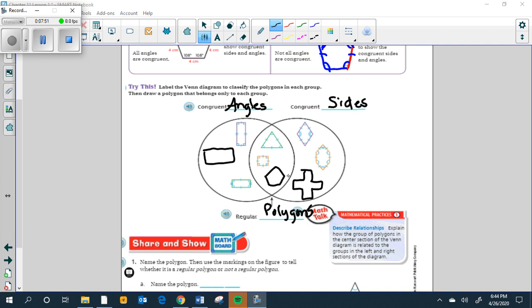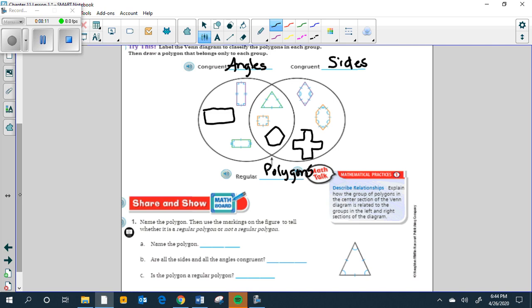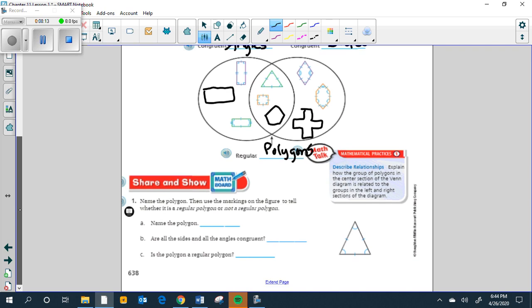The shapes that are in the overlapping part of the Venn diagram, these are regular polygons. That means that they have all sides and all angles that are congruent. And of course, the ones that I drew in there are not as perfect as the ones the computer generated for us, but trying to make it as closely as we can to making them all the same angles and all the same sides, yes.